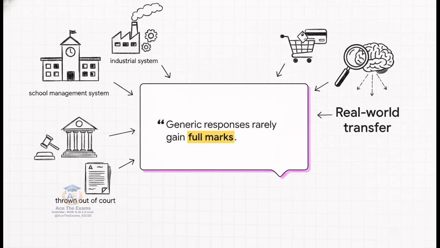Which brings us to a really harsh reality. Generic responses rarely gain full marks. Think about it. If your exam question is set in a school management system, or an industrial system, or a retail website, your HTML reasoning must stay completely inside that specific environment. If you leave your ideas floating in abstraction, your evidence gets thrown right out of court. Real-world transfer matters because it converts your memory into actual scorable usefulness.